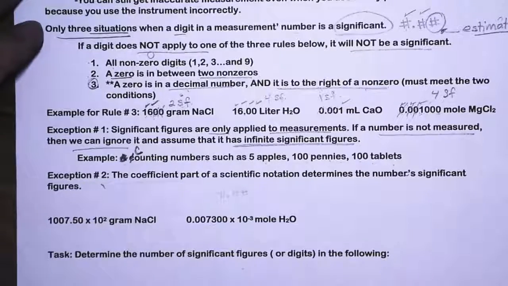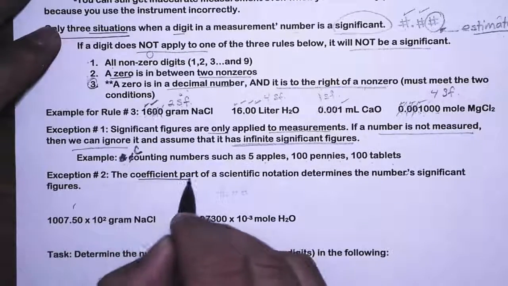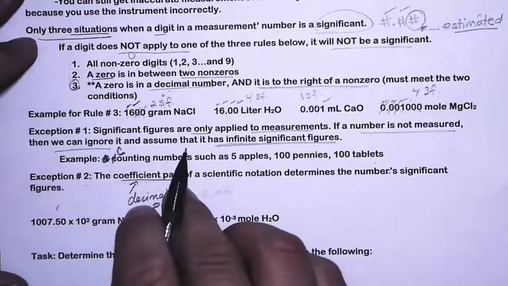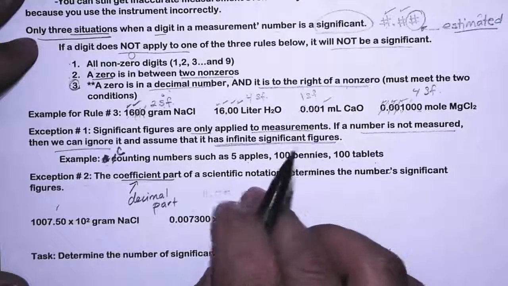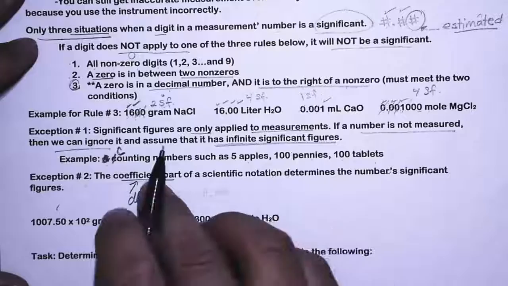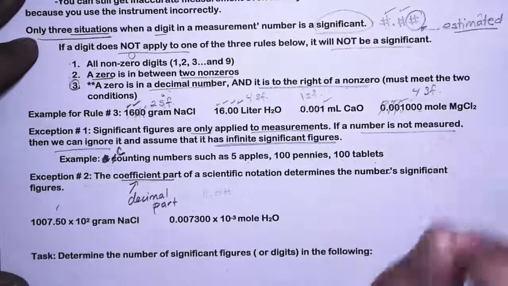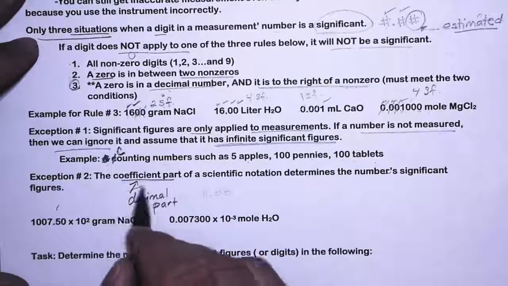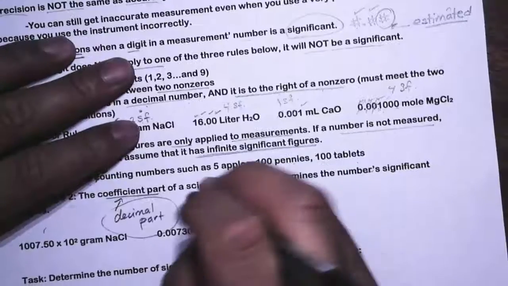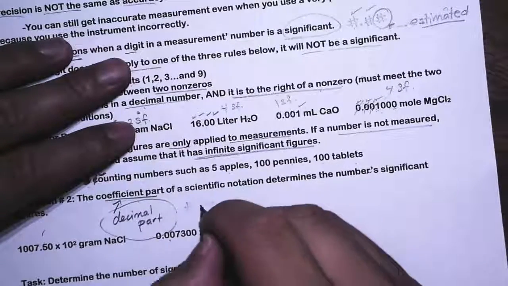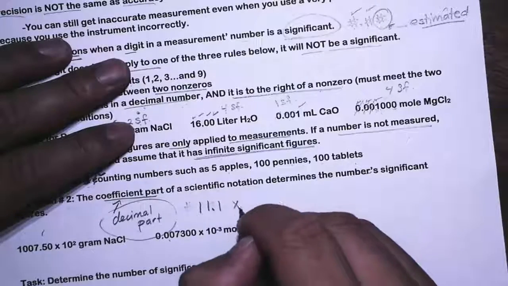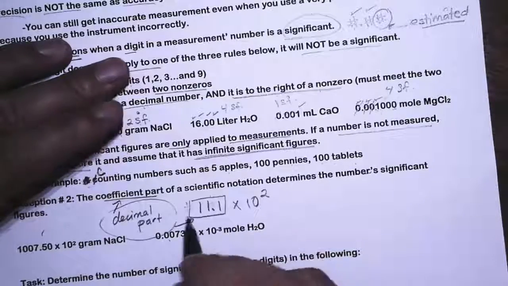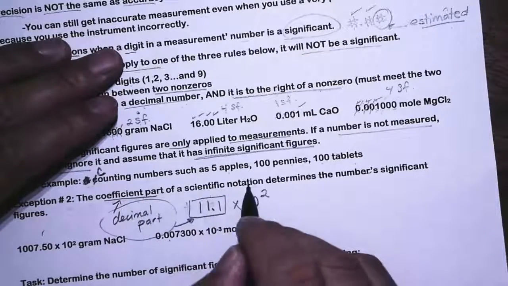Let's talk about the next exception. That is the coefficient part, more specifically, the decimal part. The term coefficient is too specific to scientific notation numbers, because again, the coefficient must be greater than or equal to 1, but less than 10. Sometimes we call that part the decimal part because it does not meet the requirement. So we can have a number like this, 11.1 times 10 to the power of 2. This is the decimal part because it's not purely a coefficient part for the scientific notation.